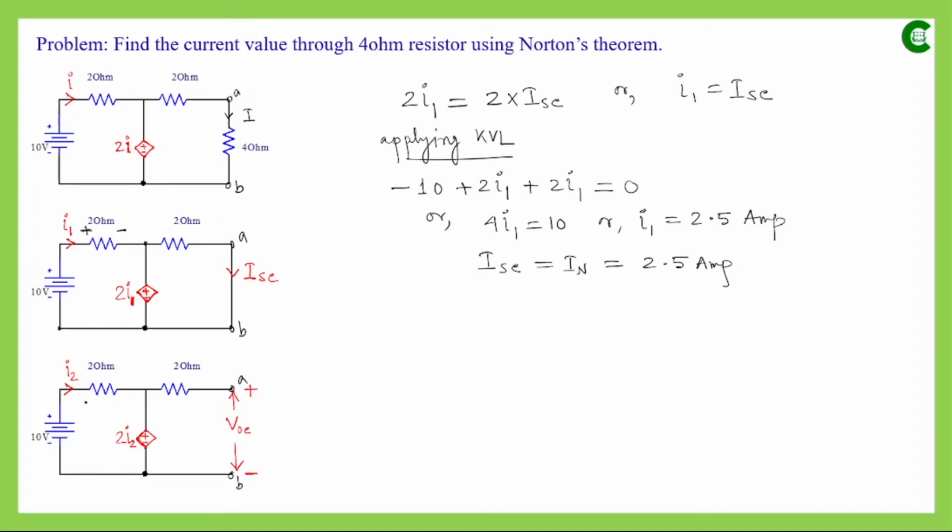current that will be flowing through this 2 ohm resistor will again not be the same as I. So let's assume this variable as something else, and that is I2. Again, that will not be the same as I1, because in the previous case this was a shorted path and here it is an open circuit. These two terminals are open. So this I2 will be neither the same as I nor the same as I1.